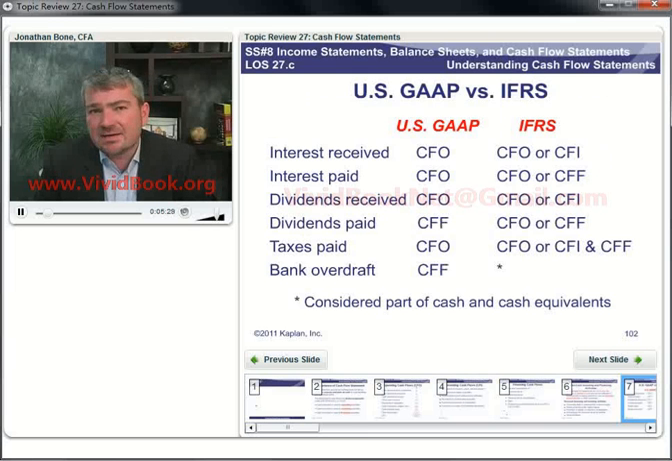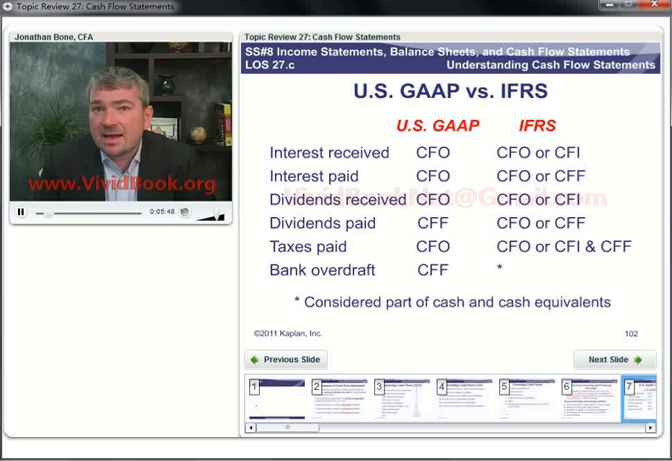Interest received, US GAAP says treat it as a CFO. IFRS says if interest received is part of your core business operations, because maybe you're a financial institution, put it in CFO. If interest received is rather odd and outside your core business operations, it makes sense to put it in cash flow from investing.